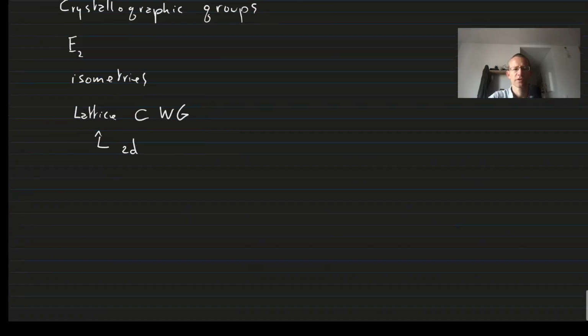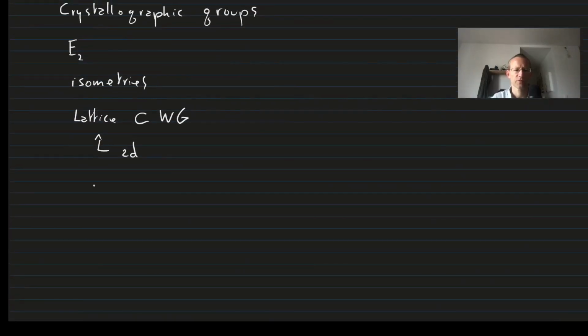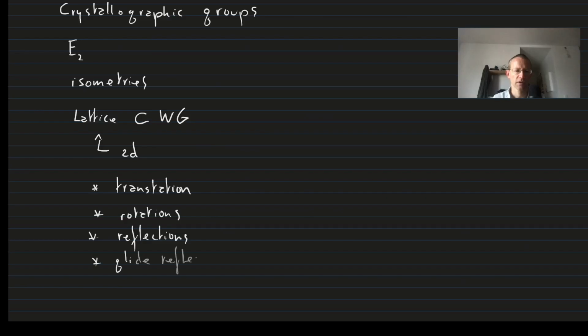Isometries of two-dimensional Euclidean space come in four categories. They can be translations, like in the lattice of translations. They can be rotations. They can be reflections, or they can be glide reflections, as discussed in the context of frieze groups. So these are the possible isometries that can occur.